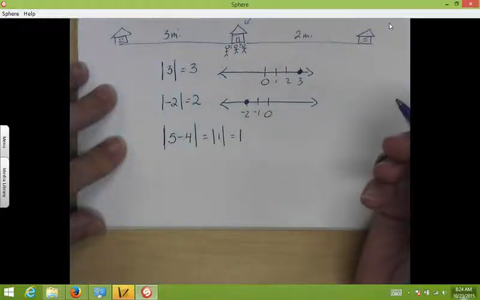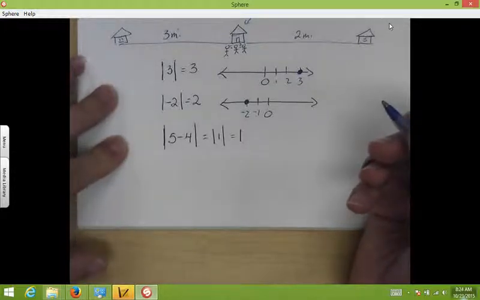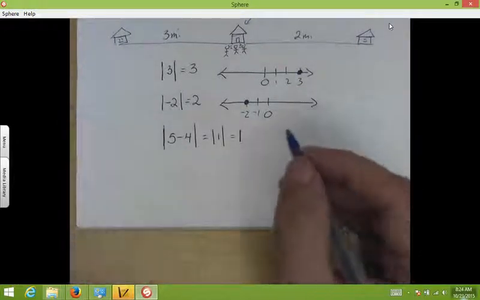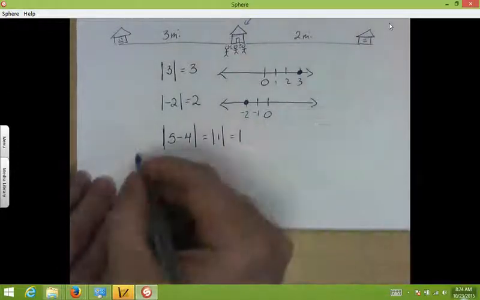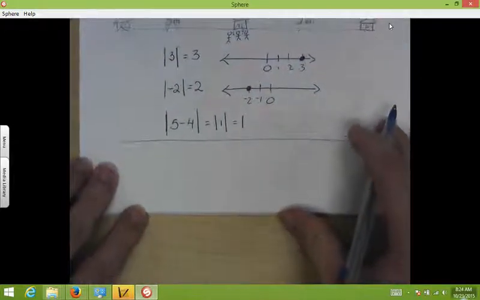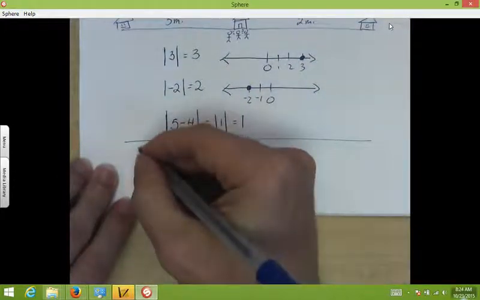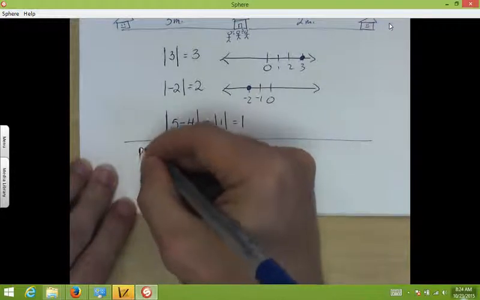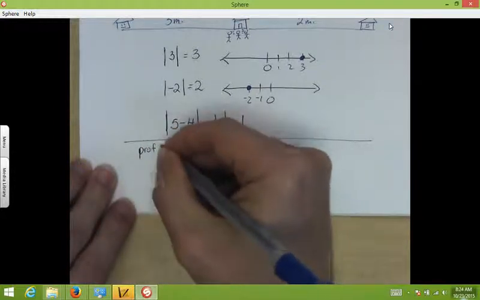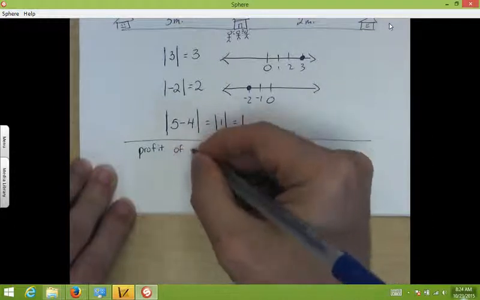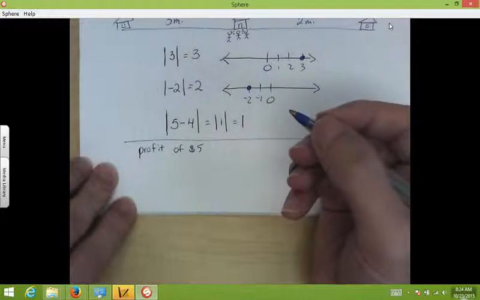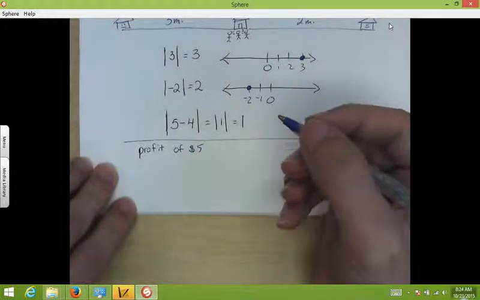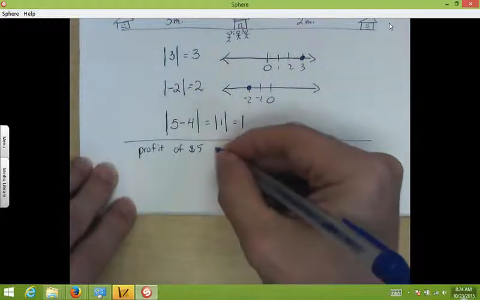Oh, so that's easy. Now for integers, they might ask you questions and say, how would you describe this situation? How would you write an integer for this? Well, let's go over some examples. Let's say you made a profit. Profit's when you get money. You made a profit of $5. Did that increase the amount of money you had or decrease it? Increase. So the integer is positive 5.